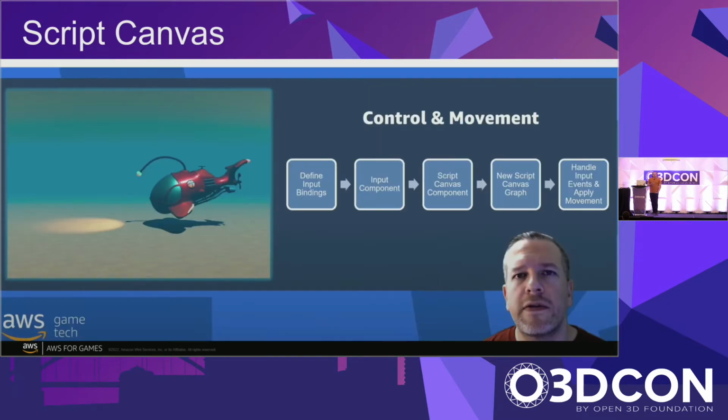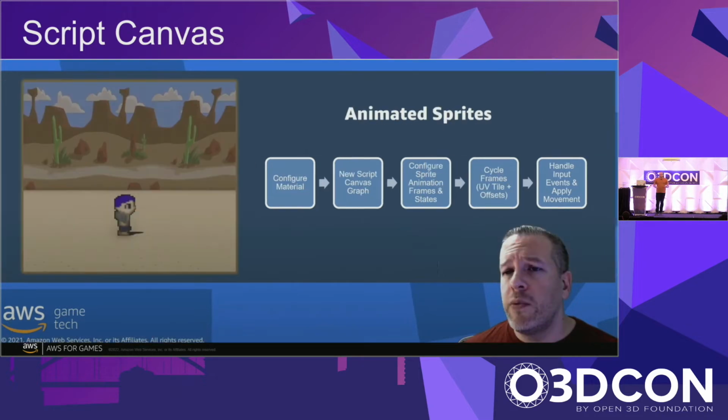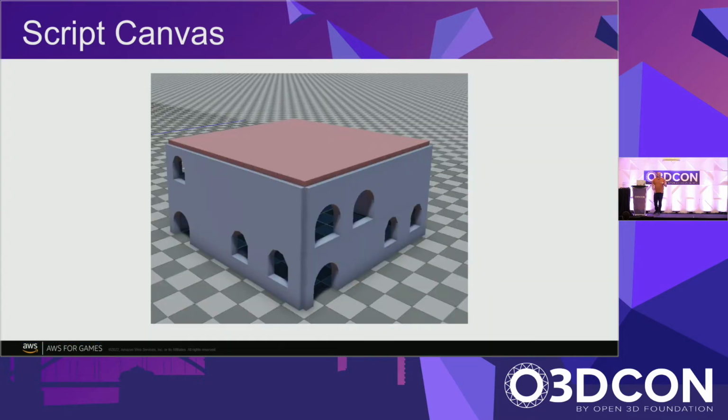But I don't want to talk about that too much because last year we covered a bit how to use it for control and movement, creating a lot of behaviors, covered how to make an animated sprite, use like overriding materials to use sprite sheets. So pretty cool stuff. Even earlier this week, if you were here, I talked a bit about how we can use it to create procedural content.